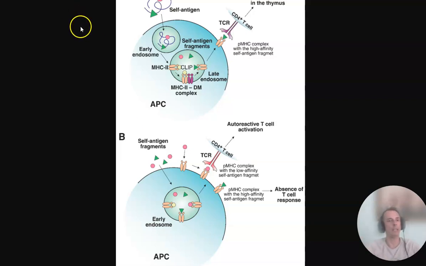Hope that all makes sense now that you know about the protein MHC class II and the genes that encode this protein complex.